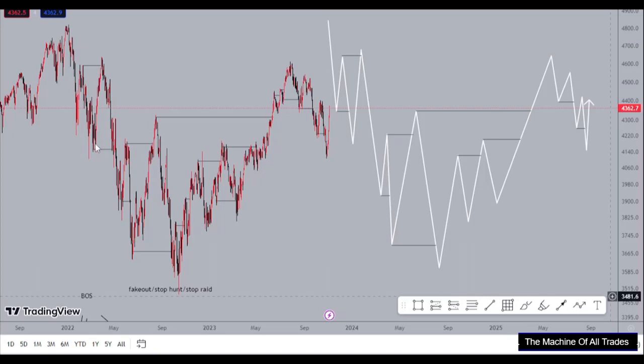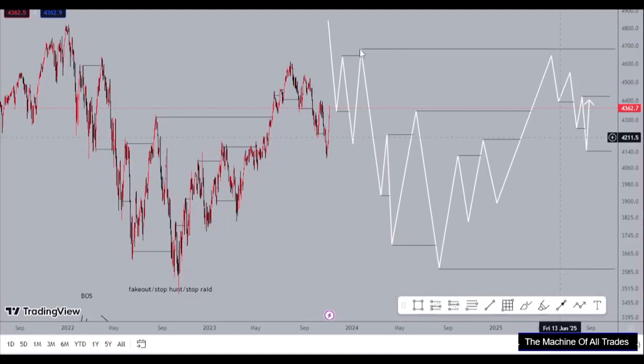This is a fake out, this is a break of structure, fake out, break of structure, break of structure, fake out, break of structure, break of structure, break of structure, break of structure to the downside, break of structure. This is a shift of market structure. In between were breaks of structure and fake outs, break of structure, fake out, break of structure. Things are happening.